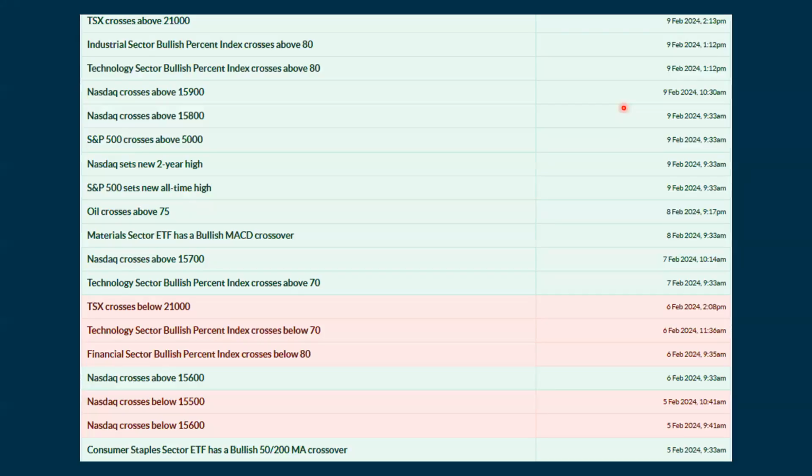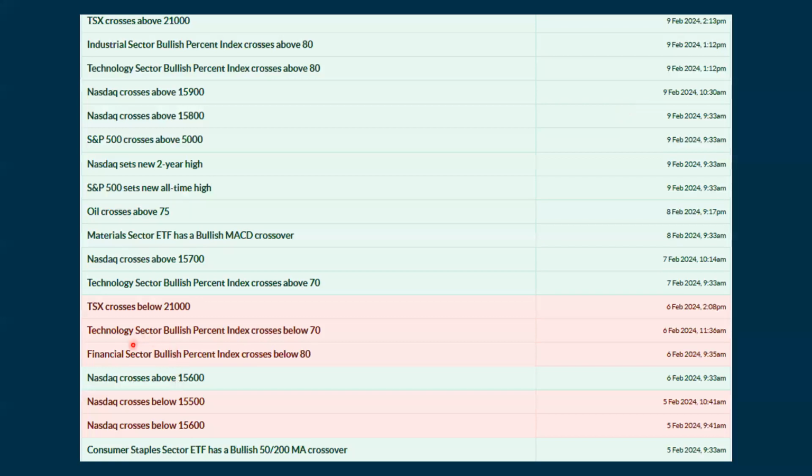Then stockcharts.com has these things called technical alerts. These are for the whole previous week. When they're blue or green, depending on how you see the color, they are positive. When they're red, they are negative. We read this from the bottom up. When something positive happens, it's blue or green. When something negative happens, it's red.